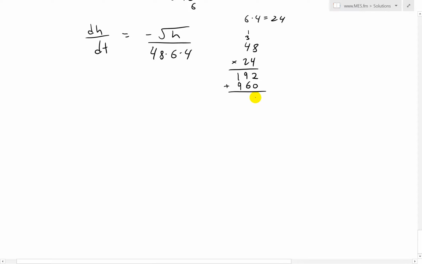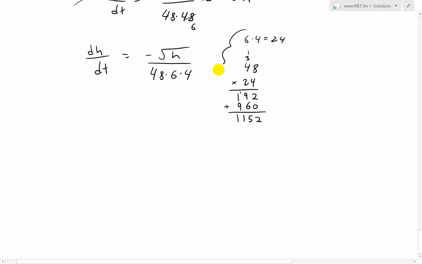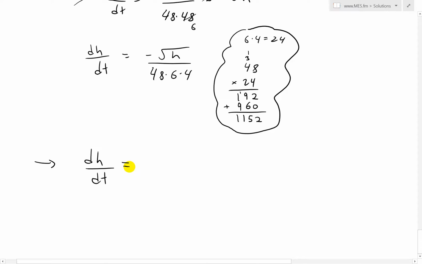So what we have here, add this all up, this is 2. 9 plus 6 is 15, so put the 5, carry the 1. 9 plus 1 is 10, plus 1 is 11. So put this all in the bubble. This is just extra stuff. So what we finally get is a differential equation: dh over dt is equal to square root of h divided by 1152.